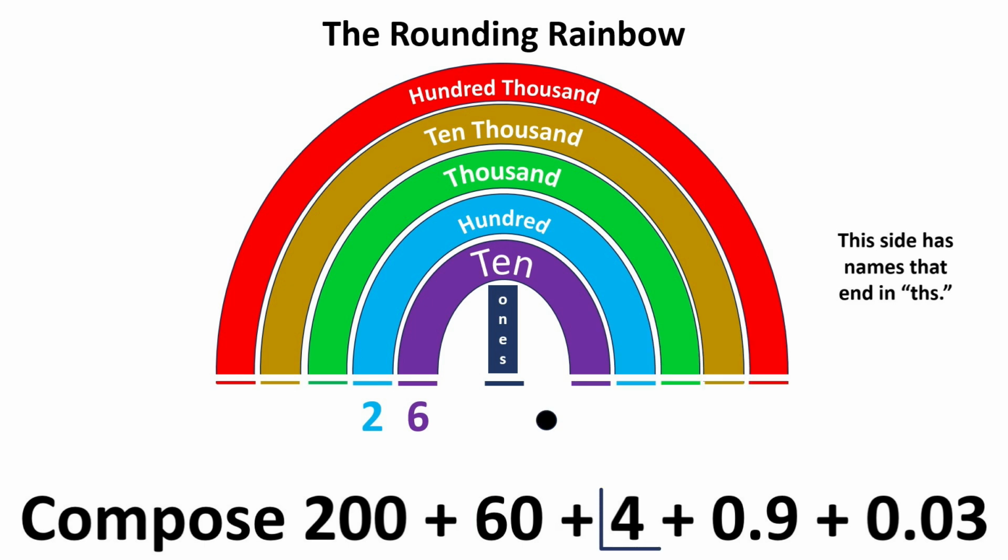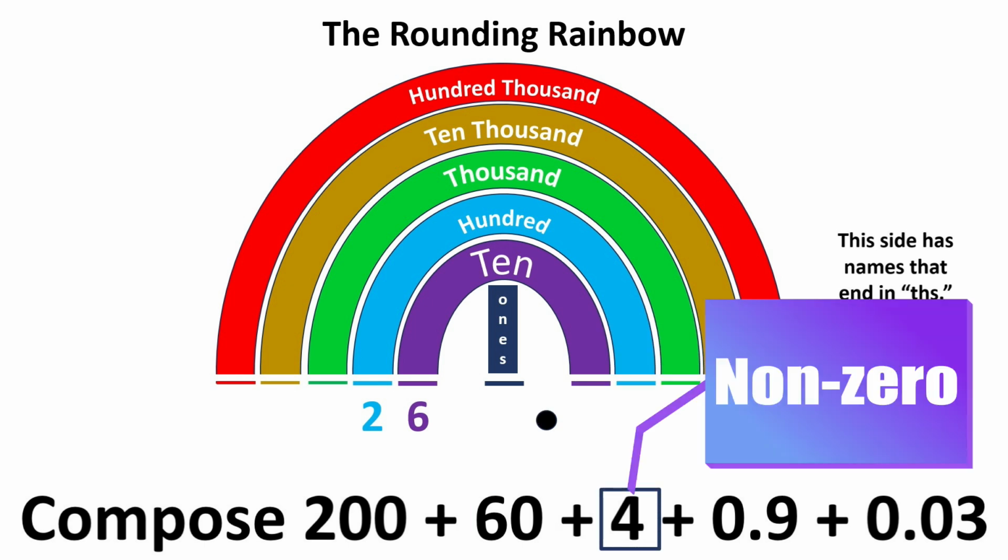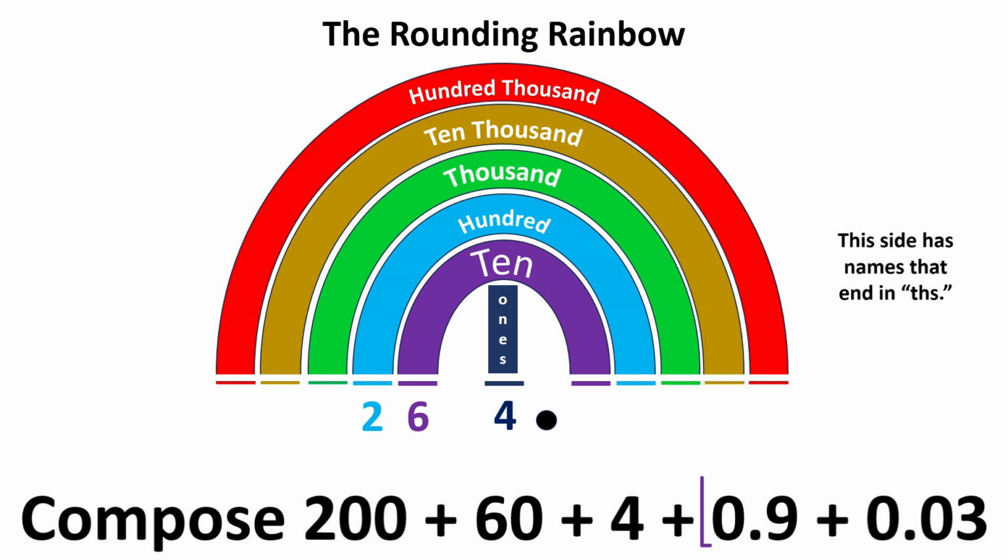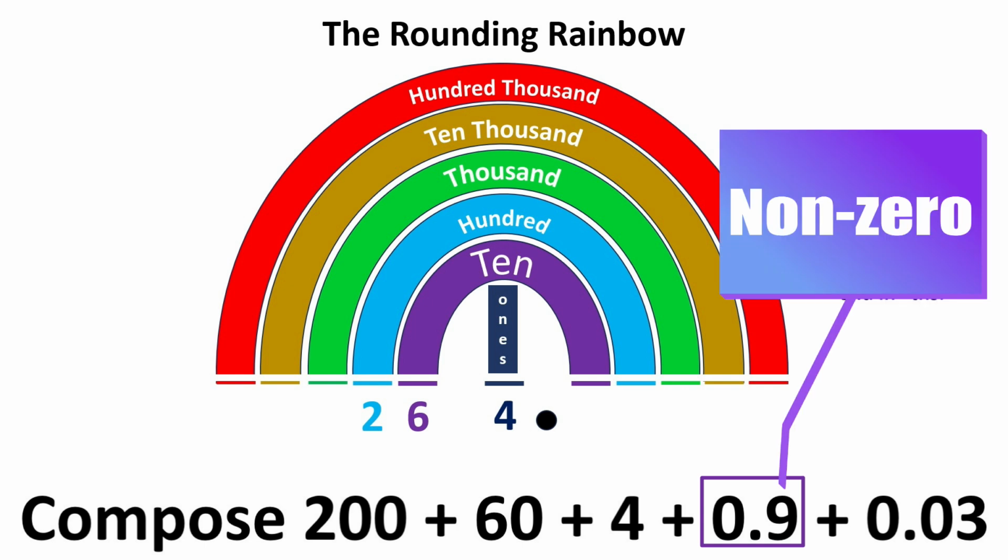Now let's turn to the next number. There's only a 4. The 4 digit is the non-zero digit in this number. That means this is the digit for the ones place. So we'll write a 4 in the ones place. Now let's turn to the next number. There's a 0 in the ones place and a 9 in the tenths place. The 9 digit is the non-zero digit in this number, so we'll write a 9 in the tenths place.